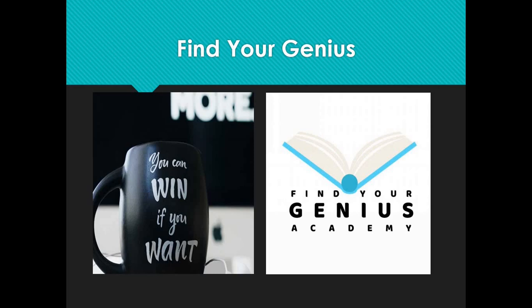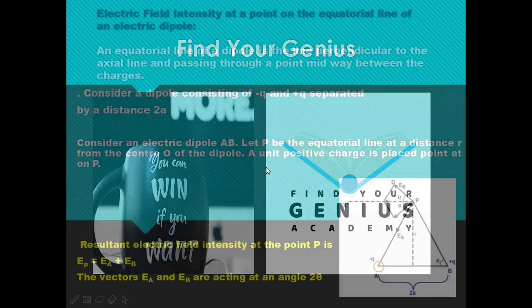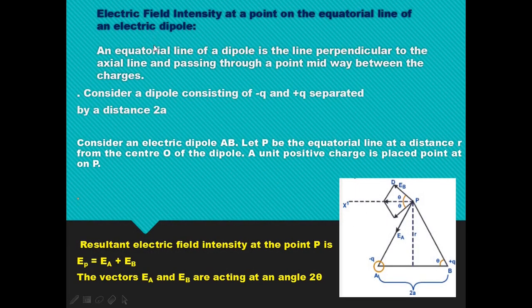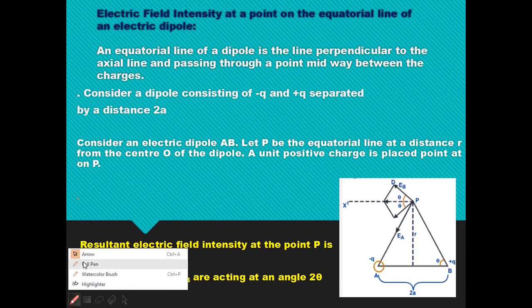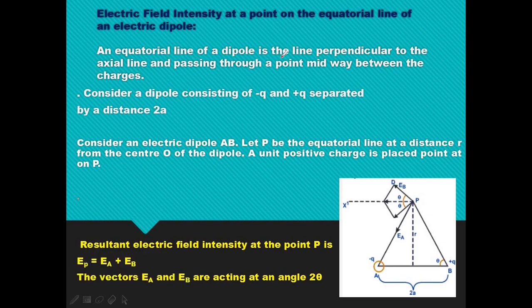Today I will discuss the next topic, electric field intensity at an equatorial line. Now we will start. First, we should know what we mean by the equatorial line. The equatorial line of the dipole is a line perpendicular to the axial line and passing through a point midway between the charges. Here, this is the point P, and it's perpendicular to the axial line.